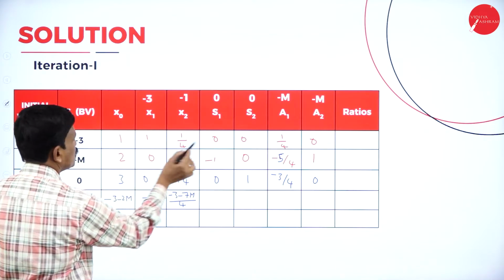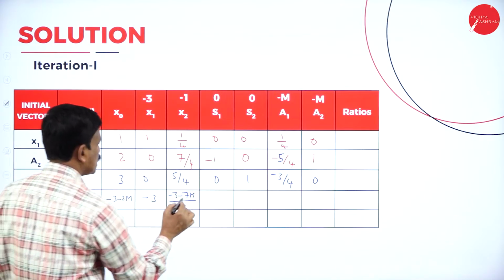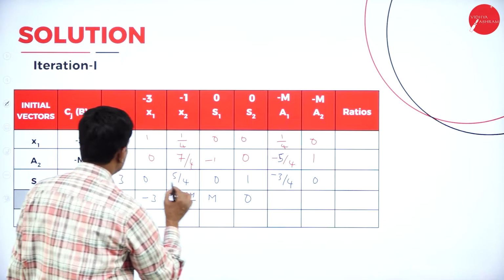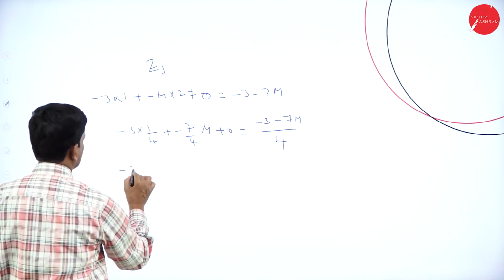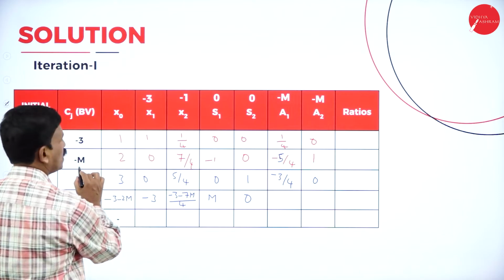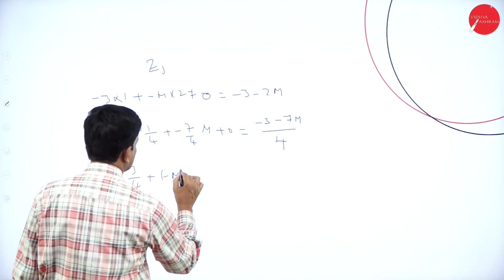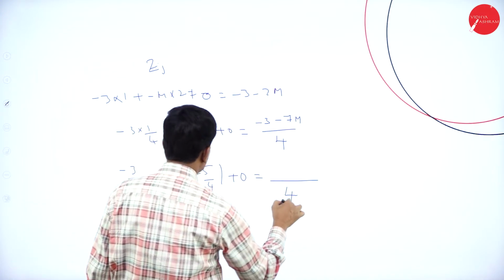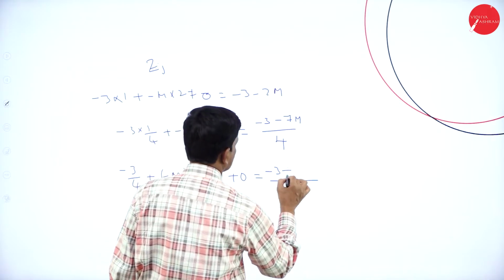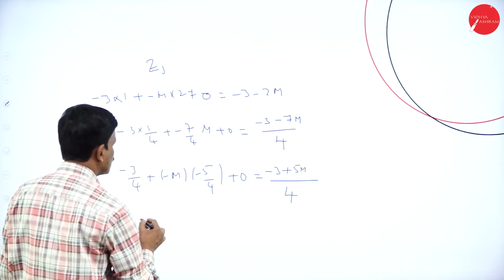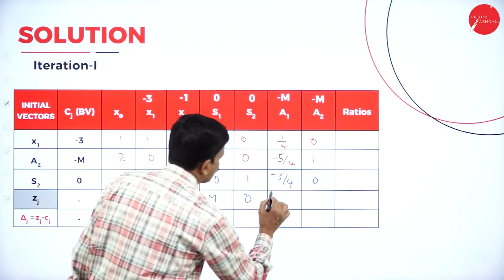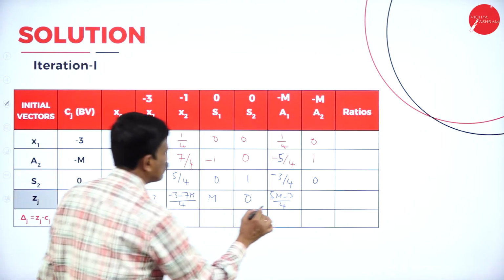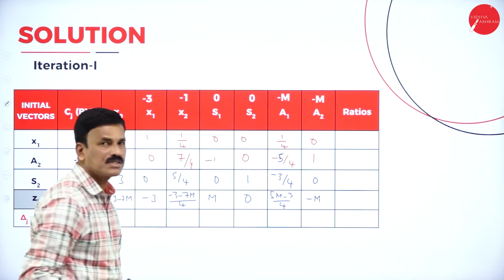Again this one. Minus 3 into 0 is 0. Minus into minus, plus M. This is plus M. Again 0 plus 0 plus 0. This is 0. Again minus 3 by 4 plus minus M into minus 5 by 4 plus 0. Take LCM, 4 is the LCM. Minus 3 minus into minus plus 5M by 4. So that is nothing but 5M minus 3 divided by 4. And this is minus M. These are the values of Zj.